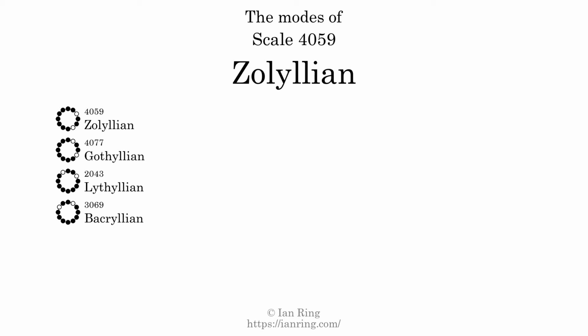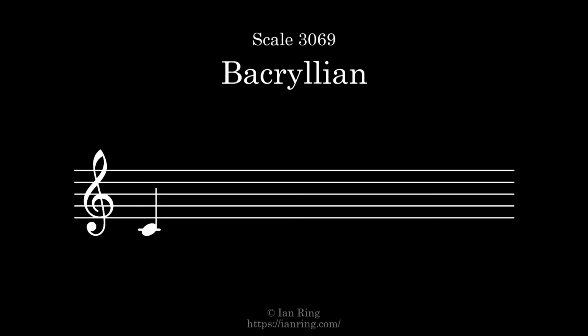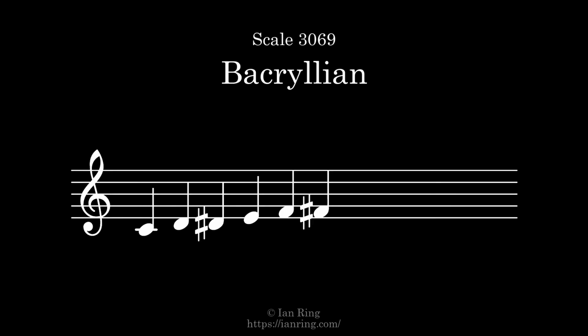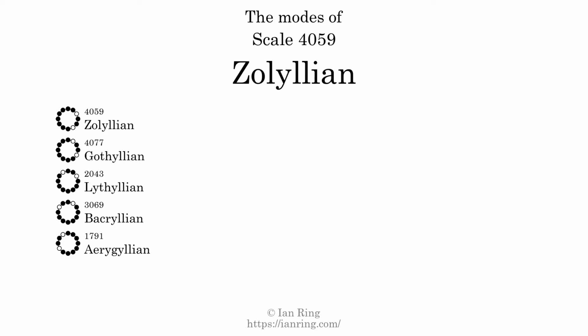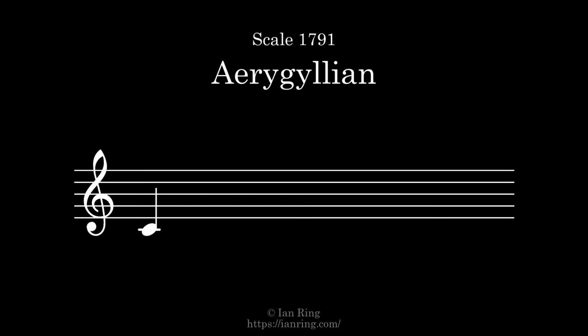The fourth mode is scale 3069, also known as Becquerelian. It sounds like this. The fifth mode is scale 1791, also known as Zolyllian. It sounds like this.